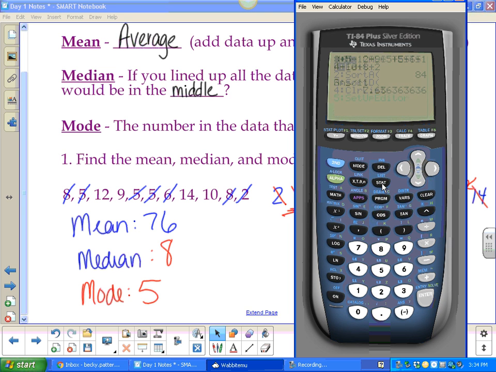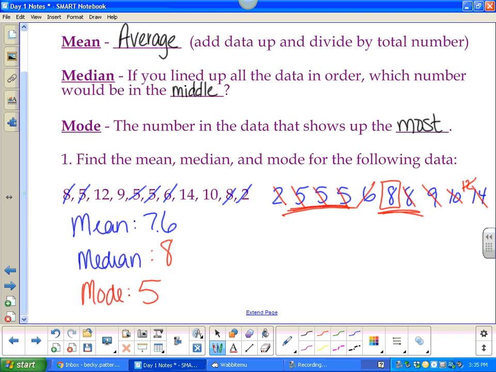And then quit, and then go back to Stat, go over to Calc, and number 1, one variable stats. So the very first thing you see, which is X bar, which is the 7.6, that's your average. And then way down here at the bottom, see the arrow? That means if you arrow down, there's more information. If you go all the way down, you can see the third one from the bottom, the MED, that's your median, which is 8. I don't think I wrote my decimal very well.